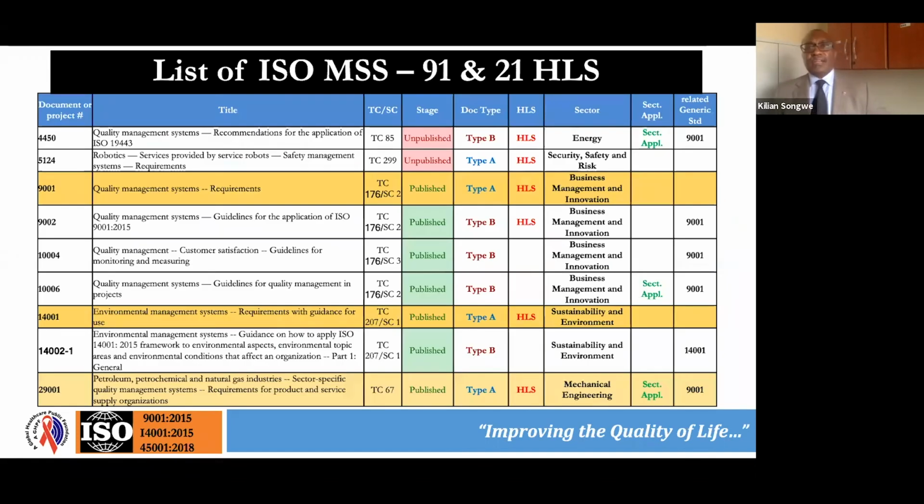So I just threw in a list of the 21 high-level structured documents, and I just put in a list here for general review. These are not all 21 of them, but there are 91 management system standards out there, and of the 91, 21 of them are high-level structured standards, which basically says they have the same 10 clauses starting from their scope all the way to performance improvement.